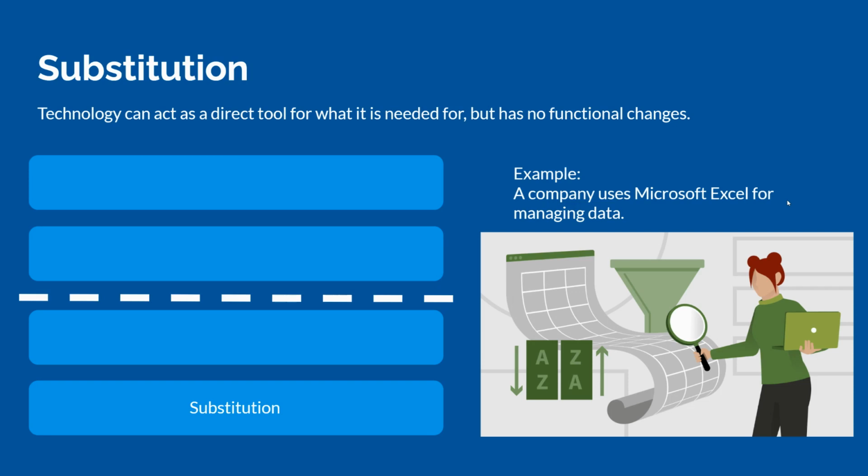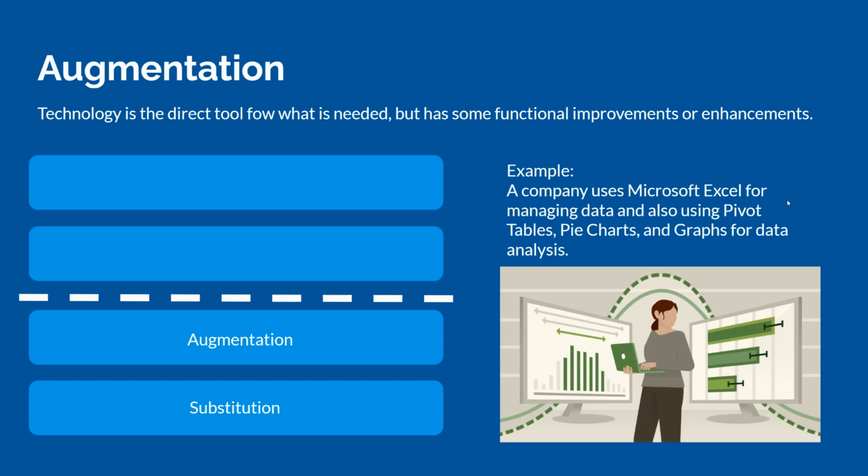That's where technology can act as a direct tool for what it's needed for, but other than that has no functional changes. A good example is if a company uses Microsoft Excel for managing data. So next we look at augmentation. The technology is the direct tool for what is needed, but has some functional improvements or enhancements. So the example would be a company uses Microsoft Excel for managing data and also uses pivot tables, pie charts, and graphs for data analysis, better enhancing just using Excel as a standard.